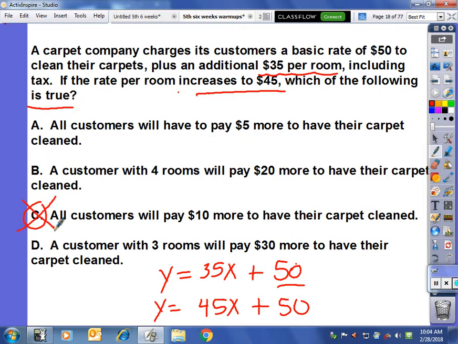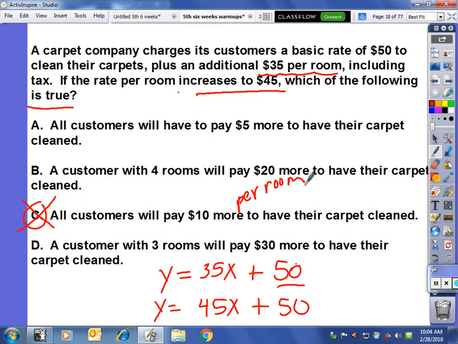It would be C if they added 2 more little words here. They will pay $10 more per room, but not necessarily $10 more. Let's say that you hire them just to come out and assess and decide not to use them. So if you get 0 rooms cleaned, how much are you going to pay? $50 on both of those. So it's not all customers are going to pay $10 more.